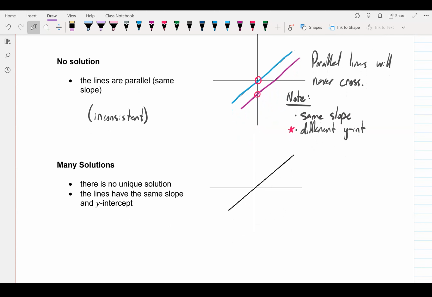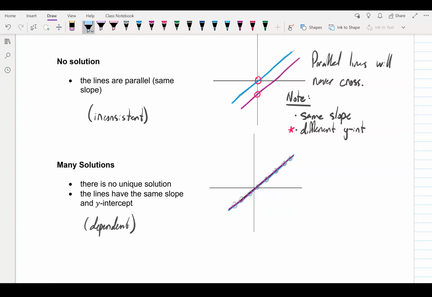Finally, many solutions. Well, in this case, again, there's one line. We can say that this is our blue line, and literally right on top of that line with the exact same equation is our second line. So they're always crossing. You know, you have unlimited solutions. You have what's called infinite solutions because any of these points would be points where they would cross. So in this case, this is called dependent, if it ever comes up.